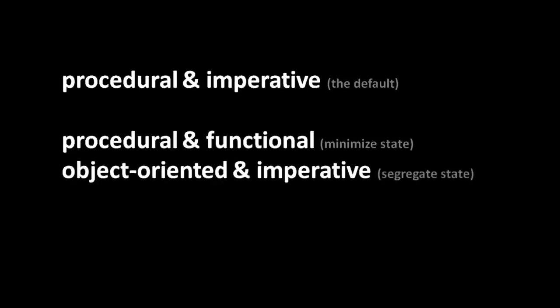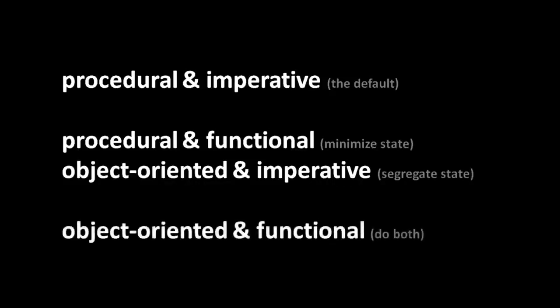The other prescription people came up with said that our code should be object-oriented and imperative, and the strategy here is that we simply segregate our state. We take the state that makes up our program, and instead of sharing it promiscuously, we try and divide and conquer the problem. We package it into these encapsulated units that we call objects, and objects contain other objects and so forth, and that's how we conquer the problem.